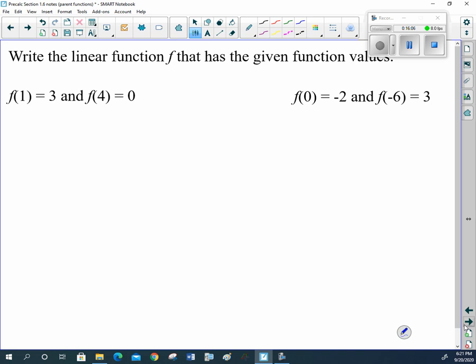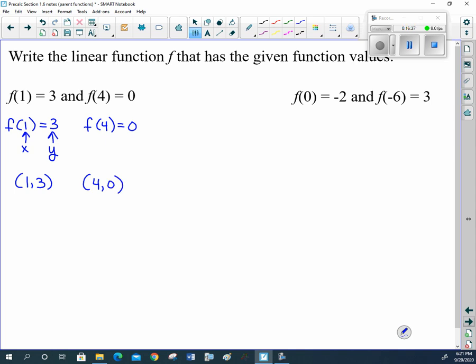Okay, this one, write the linear function, has the given values. So basically, this is something we did clear back at the beginning of Unit 1. We did this on the very first day even. This function notation means when x is 1, y is 3. So basically, you have the point 1, 3. Over here on the right, f of 4 equals 0. F of 4 equals 0 is basically the point 4, 0.